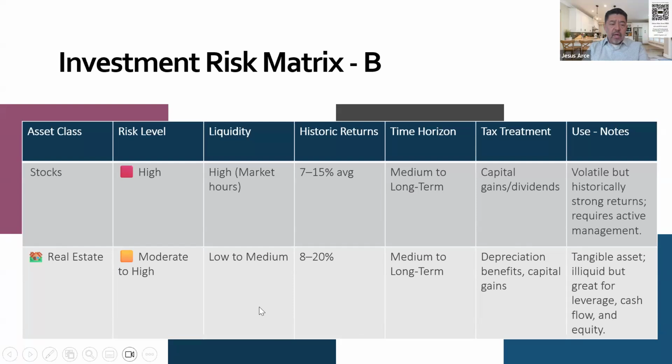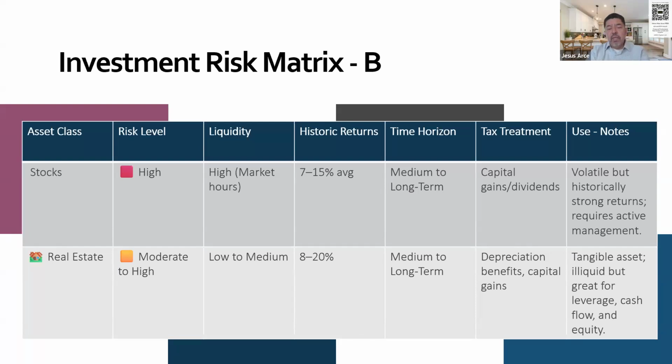The last category I'll be talking about today is real estate. Real estate is a moderate to high risk level. The liquidity tends to be low to medium. Historically, you'll get returns between 8 and 20%, depending on where you put your investment, whether you're doing private money loans, fix and flips, ground up construction, or long-term rentals. It just depends on where you put your investment.